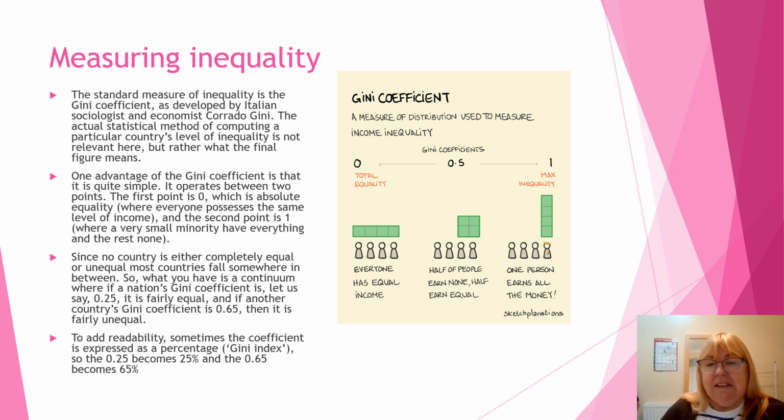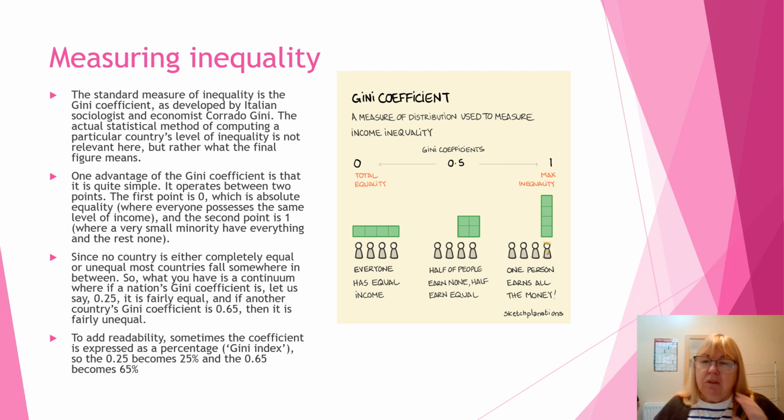And then all the other countries in the world fall somewhere in between. He's got 0 as total equality and 1 as maximum inequality, where one person owns all the money and everybody else has got nothing. Now, we haven't got anybody at 1. There are probably no countries where everybody's at 1, and we know there are no countries where everyone's at 0. So every other country is somewhere along the continuum between that.